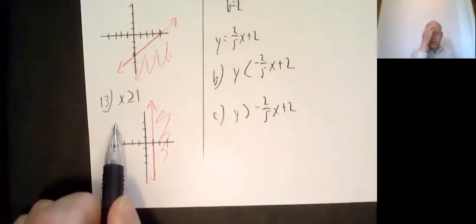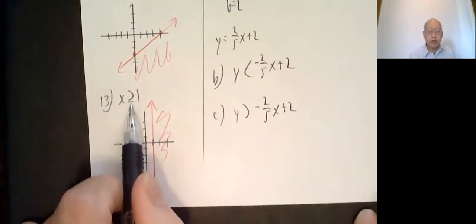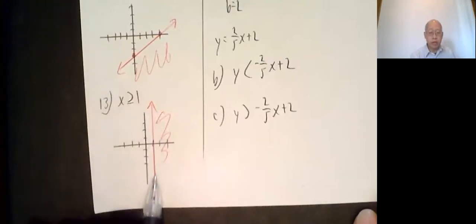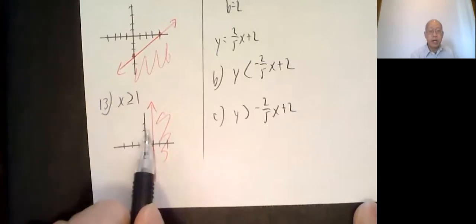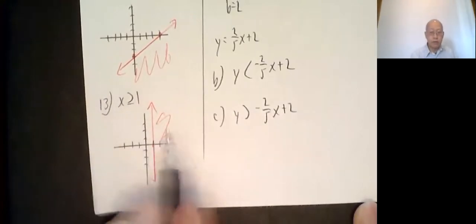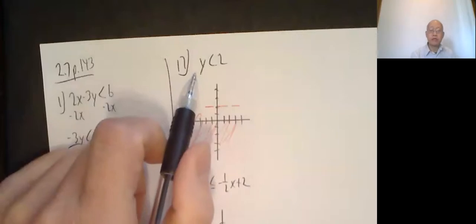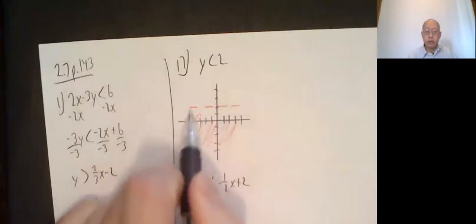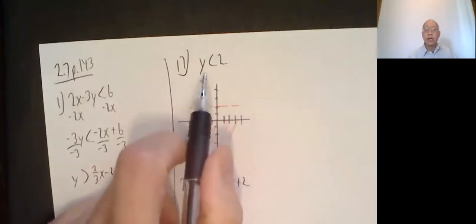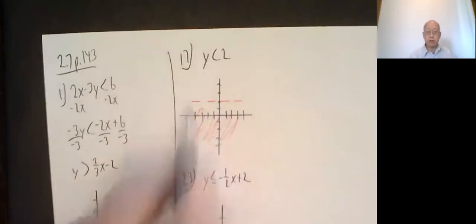Number 13, x is greater than or equal to 1. Solid line. You might recall, x equals 1 is a vertical line. So I draw a vertical line, solid line, because I have the line underneath there. And which way is greater than 1? Well, 2, 3, 4, that would be shading this side. Similar for 17, all I see is y less than 2. That's going to be a dotted line. y equals 2 is a horizontal line, so I draw a horizontal line. And which way is less than 2? Well, that's down, like 1, 0. So I shade everything below.